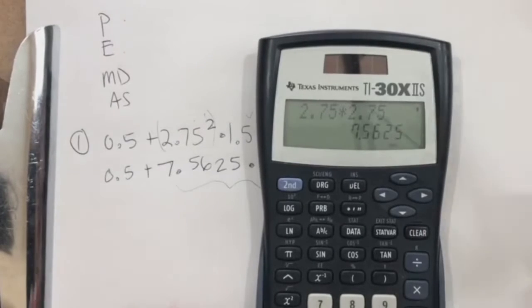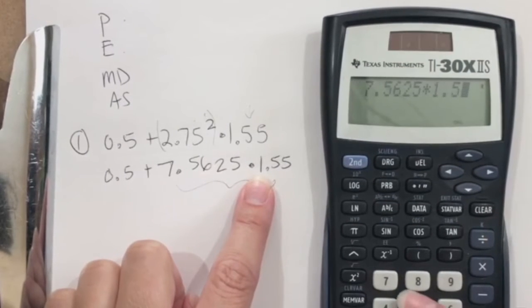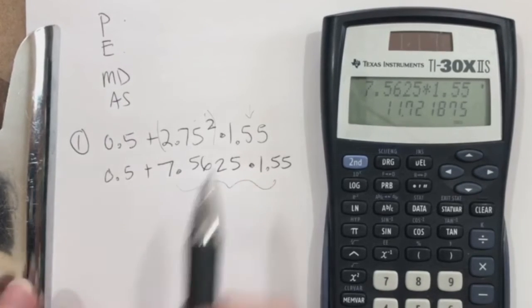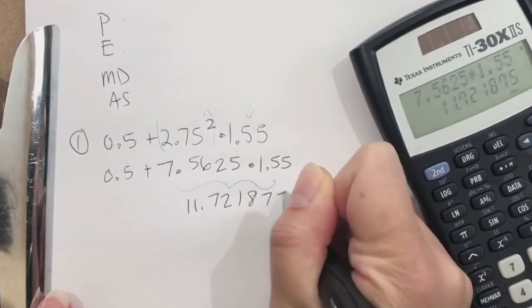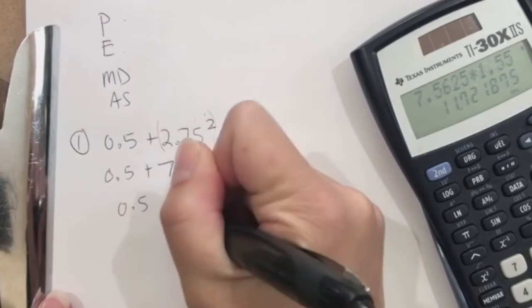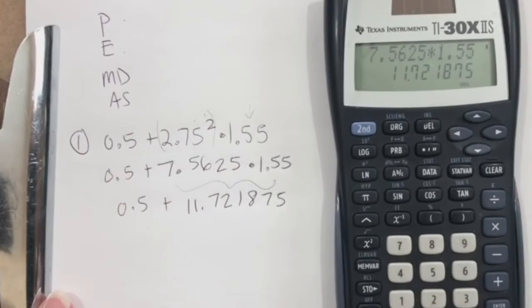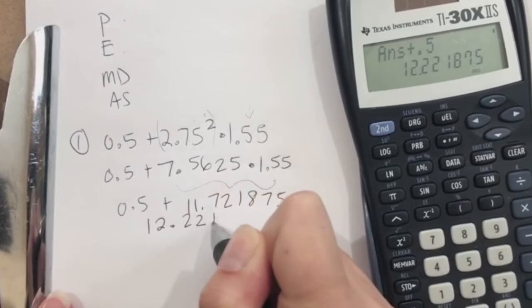So we have 7.5625 times 1.55, and that equals 11.721875. 0.5 plus that. And I'm just going to use the calculator. So I already have it here. Let's just add 0.5, and we get 12.221875.